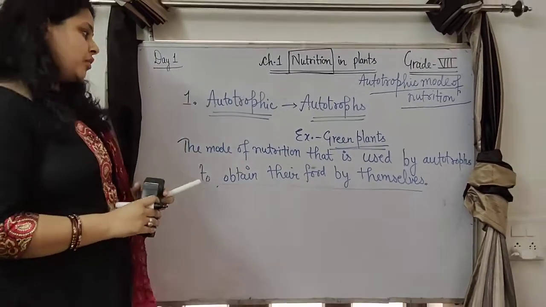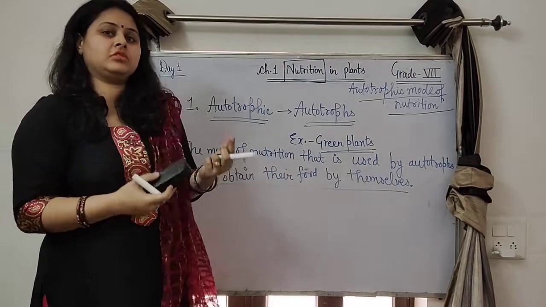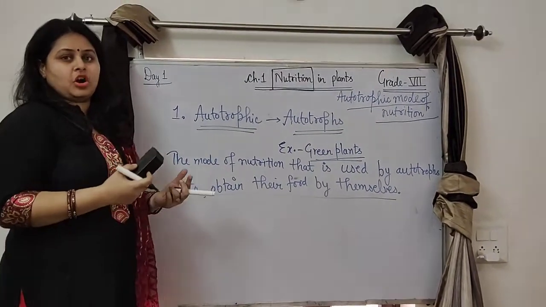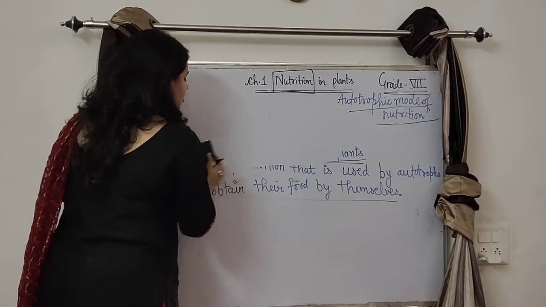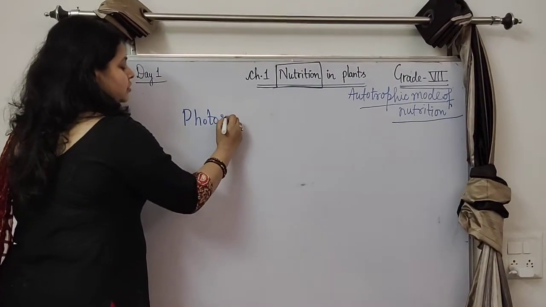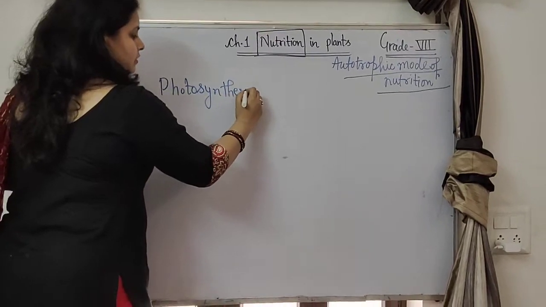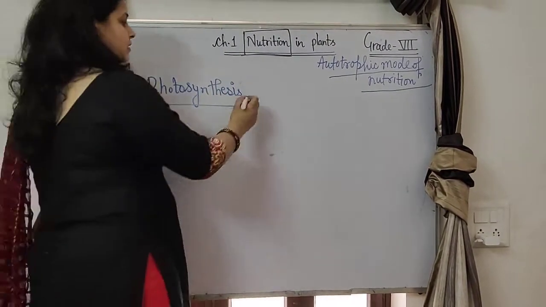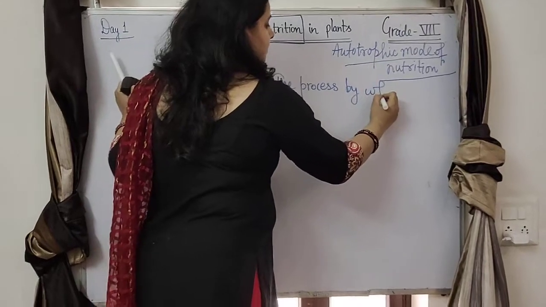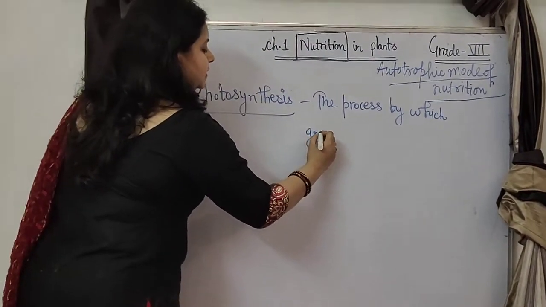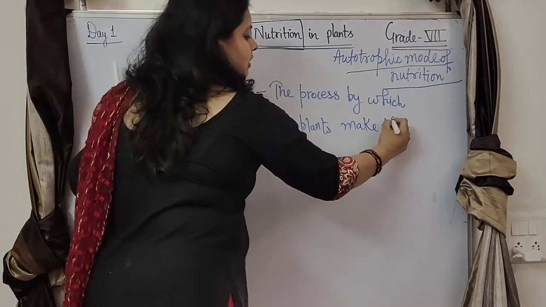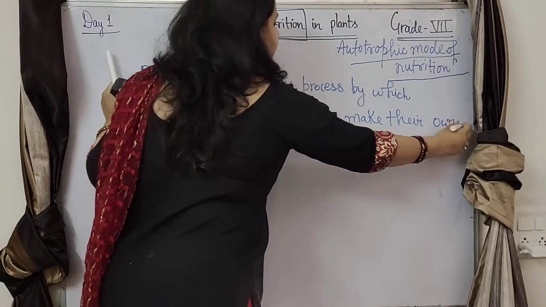Okay, now the question arises, how do autotrophs obtain their food? The answer is, the autotrophs obtain their food through the process of photosynthesis. So, what is photosynthesis? The process by which green plants make their own food.